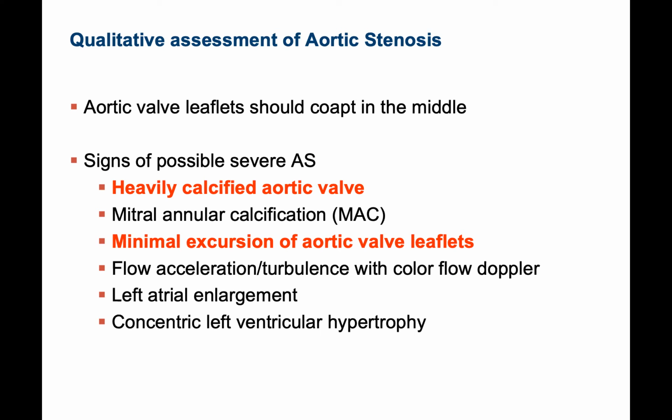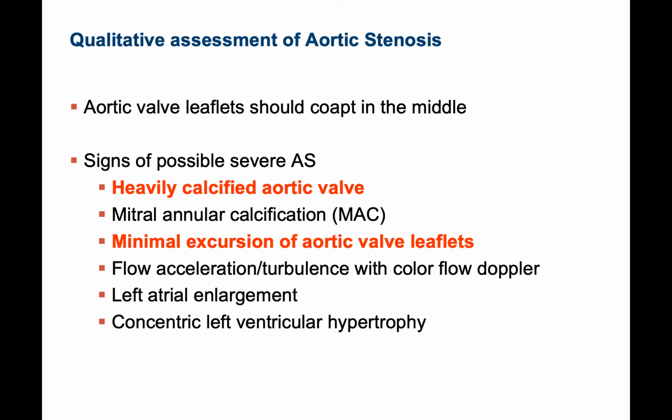The most important here is the third bullet point, also written in red, minimal excursion of the aortic valve leaflets. So if you're doing a qualitative assessment, just looking at those leaflets, are they opening? Are they not? If you see minimal excursion, meaning they're not moving very much, that is a sign of possible severe aortic stenosis. You can also see flow acceleration or turbulence if you put color flow Doppler.